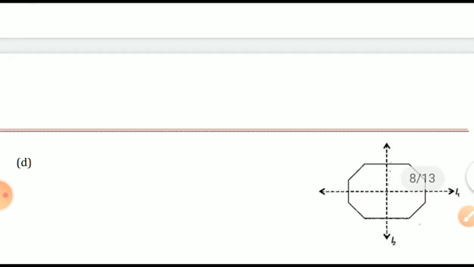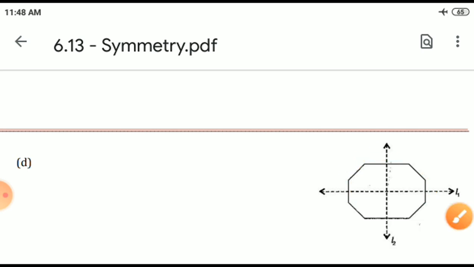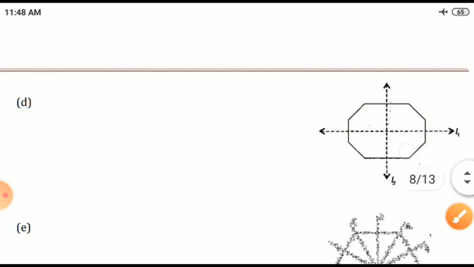What about this one, an octagon or a hexagon? Count 1, 2, 3, 4, 5, 6, 7, 8. An octagon has 8 sides, that's why it is an octagon. It has 8 lines of symmetry.